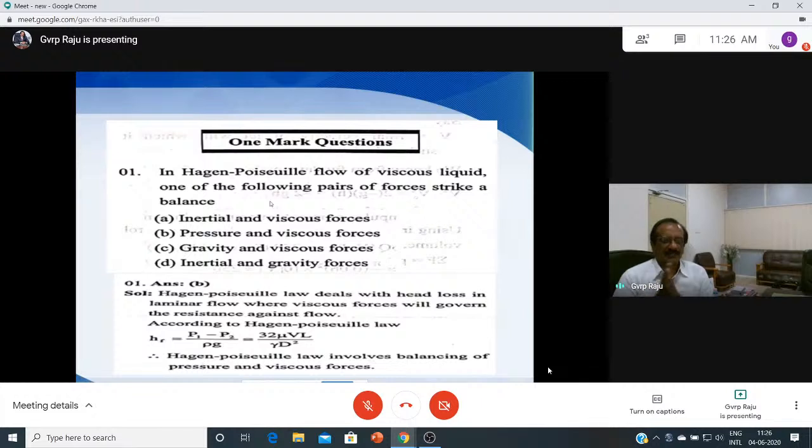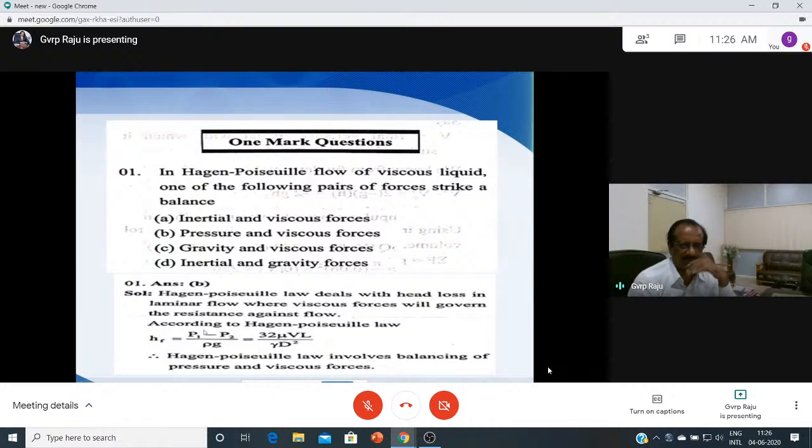The other problem here: in Hagen-Poiseuille flow of viscous fluid, one of the following pairs of forces strike a balance. As you know, the Hagen-Poiseuille equation you can see here involves the pressure force and viscous force. So (P1 minus P2) by W is equal to 32 μVL by gamma d square. Given hf is equal to P1 minus P2 by gamma, which is 32 μVL by gamma d square.